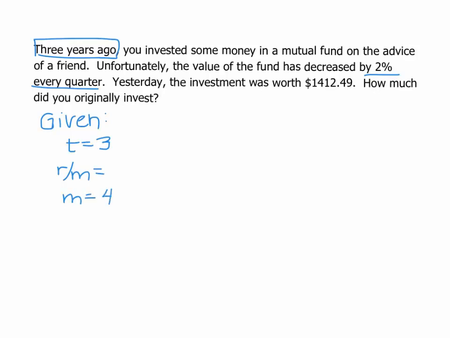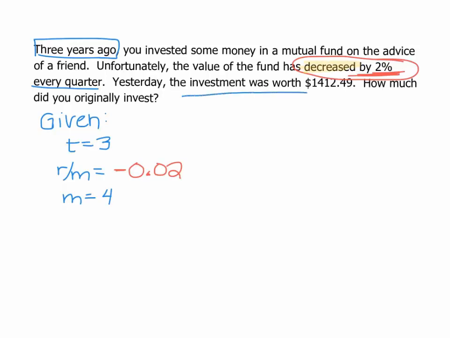Now, the thing that's really different about this one is they're telling us it's decreasing by 2%. All the other problems that we've done so far, our investment or our account is growing at a certain rate. This is the only one we've done so far where we have an investment that's falling in value. So if it's decreasing by 2% every quarter, then we know our R divided by M is negative 0.02. And we have that negative because they tell us that it is decreasing.